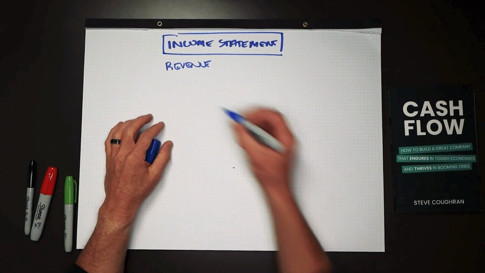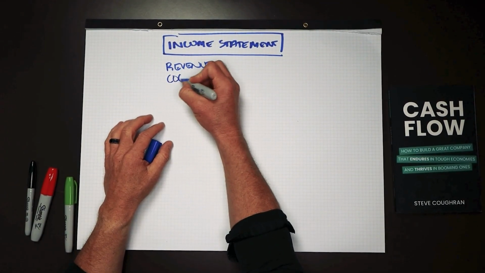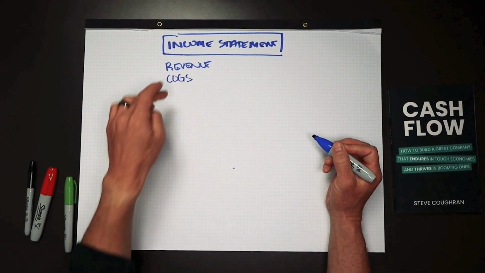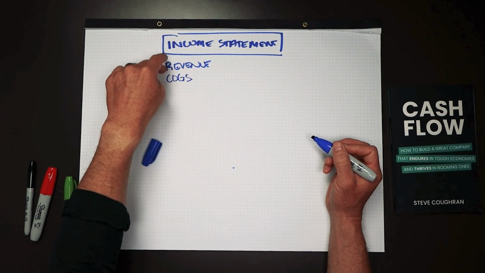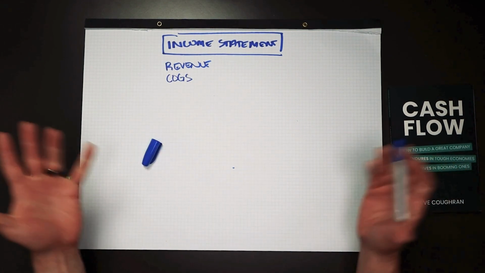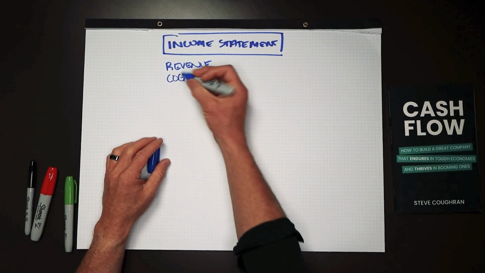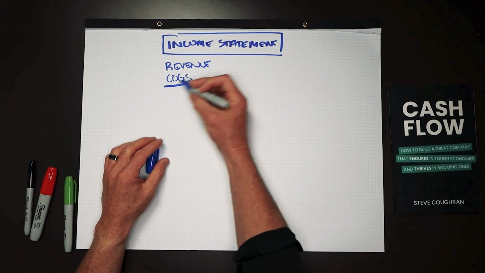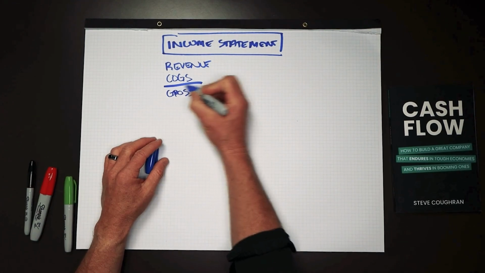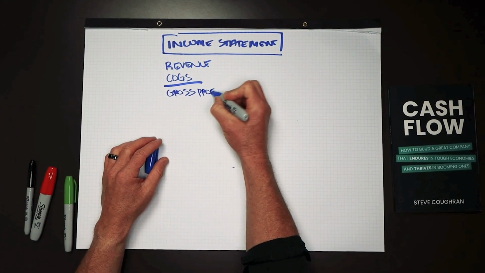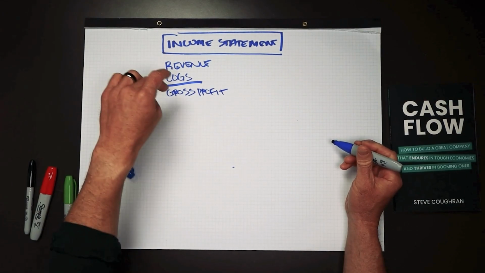It's your top line. Underneath revenue, we have COGS, which stands for cost of goods sold. It's all the costs associated with putting in place your revenue, with delivering your products or services into the hands of your customers. If you take revenue minus cost of goods sold, you arrive at gross profit. Forgive my handwriting here, it can be terrible sometimes. All right, so we have revenue, cost of goods sold, and gross profit.